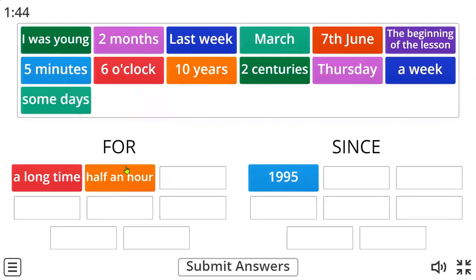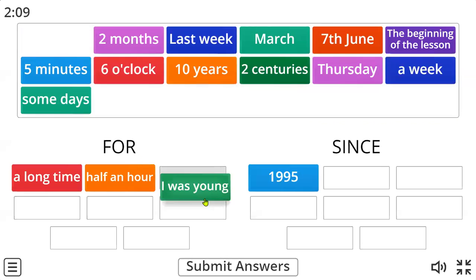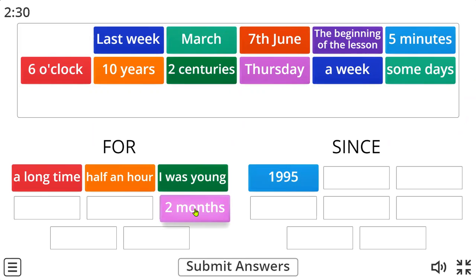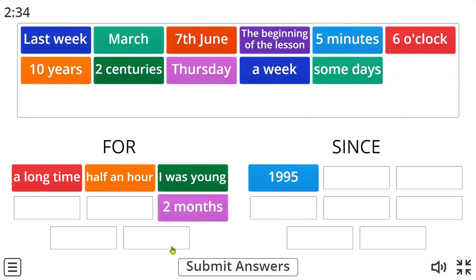So it goes with for. This one? For. Okay. What about the rest? And the rest of you, same. What do you say? Correct or not correct? I was young. It's for. Okay, I will place it in for. Since 2 months? For 2 months or since? For 2 months. For, correct. Okay, I will place it there. Last week. For last week.